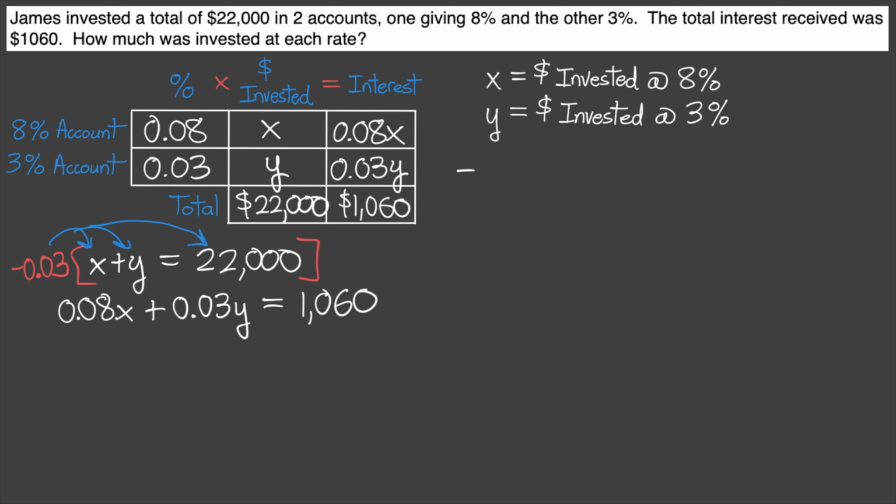So on top here, negative 0.03x, negative 0.03y equals, and then we have negative 0.03 times 22,000, which gives us negative 660. All right, then we just rewrite the bottom equation here right below. So let's go ahead and do that. So 0.08x.